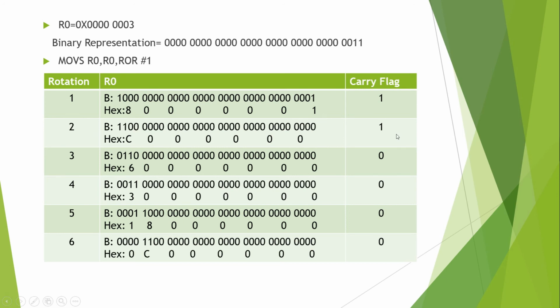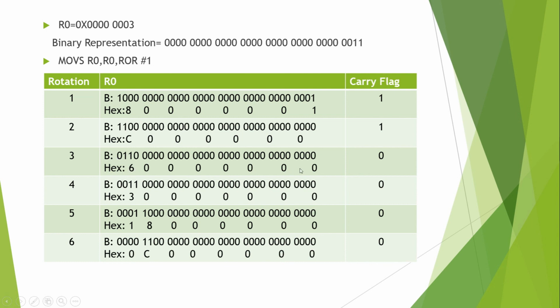Again, when R0 holds this number and we perform the rotation the next time, the LSB bit will go to the carry flag and it is rotated back to the MSB. So it becomes 1100 and the remaining bits are going to be 0, which in hexadecimal is C. Again, with this value in my R0 register, when you perform the rotate right instruction and move it back to register R0, it performs the rotation, the 0th bit, the LSB, will come to the carry flag, and again this bit will come back to the MSB. Now the value is going to be 600.